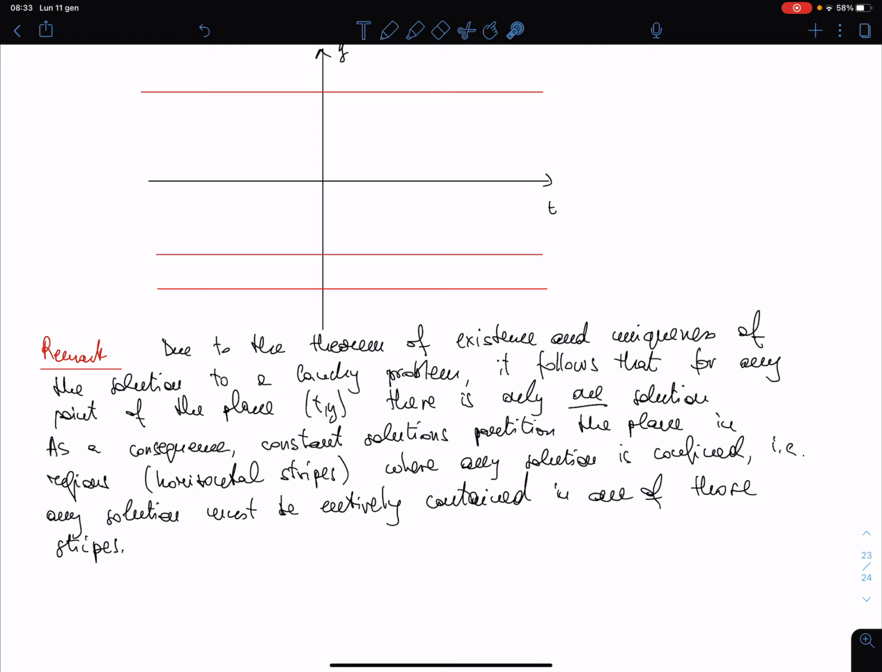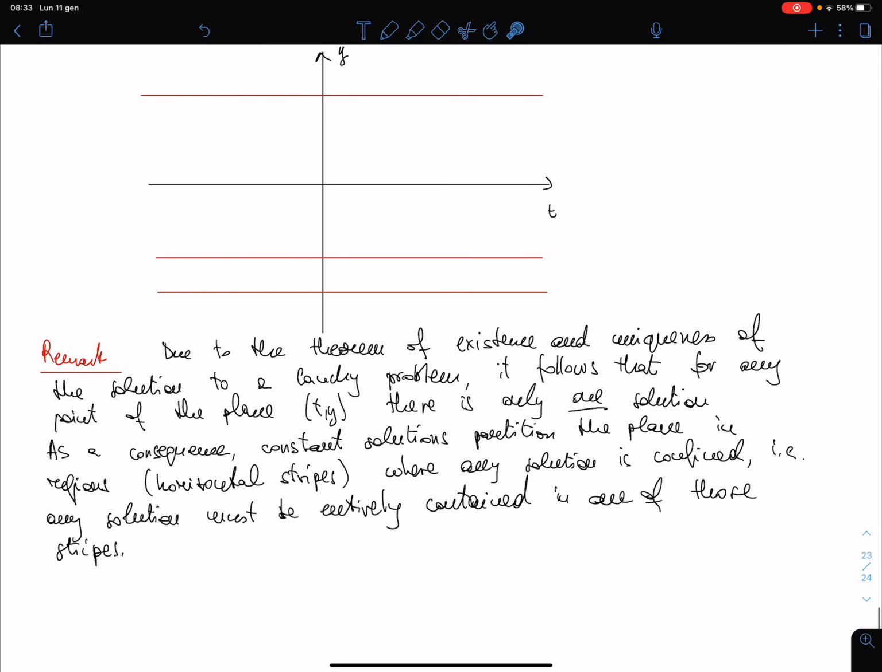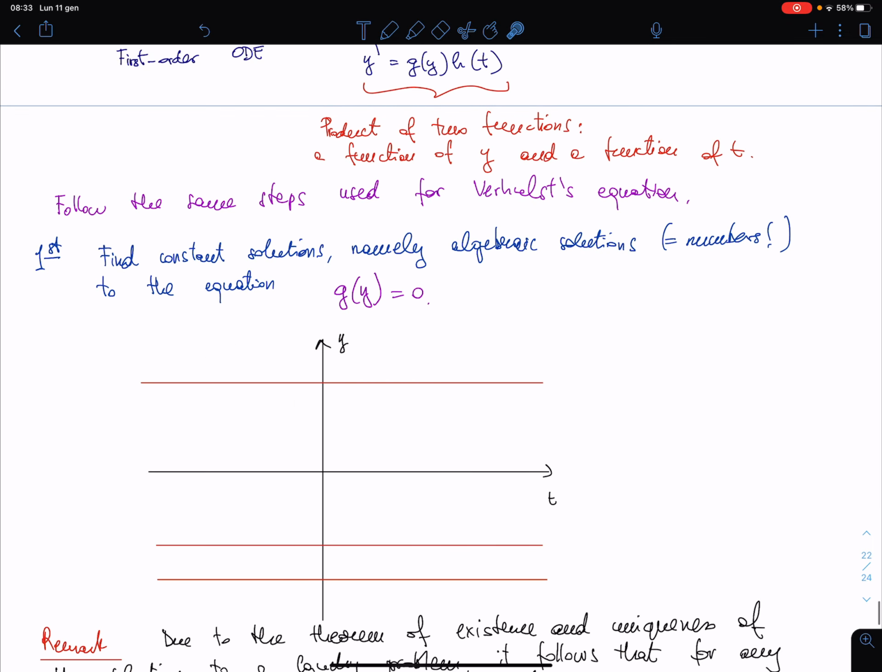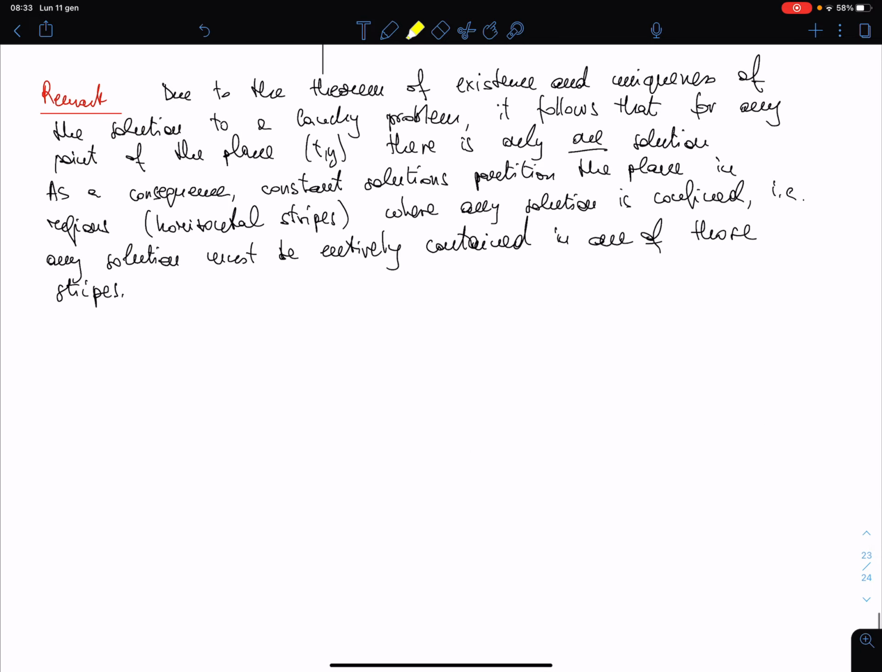It means that if the solution starts here, then it must remain here, because if it exits from the stripe, then it meets a constant solution here. But due to the theorem of existence and uniqueness, they cannot cross each other. Two solutions cannot cross each other. So this is the first step, constant solutions. Constant solutions are found like numerical solutions of this equation, g of y is equal to 0.